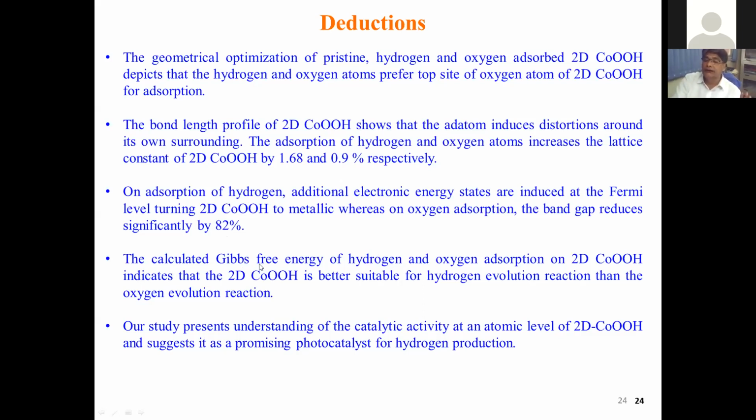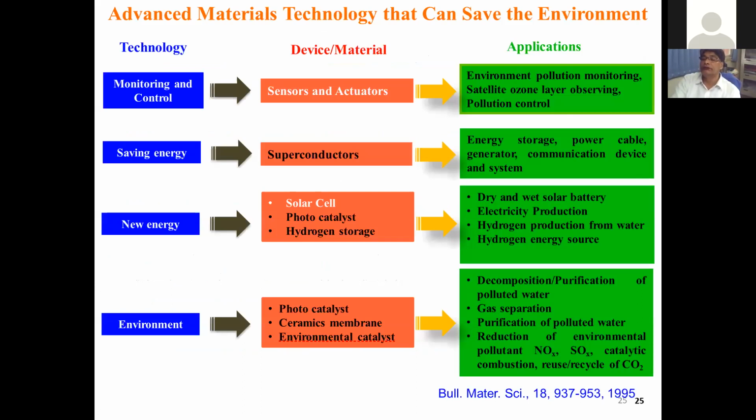The calculated Gibbs free energy of hydrogen and oxygen adsorption indicates that the 2D COOH is better suited for HER than the oxygen evolution reaction, that is the OER. That is what I said in the previous slide. So we can see that the 2D COOH is a very good material for the hydrogen evolution reaction. Now let us come to the solar cell part, solar cell 1.